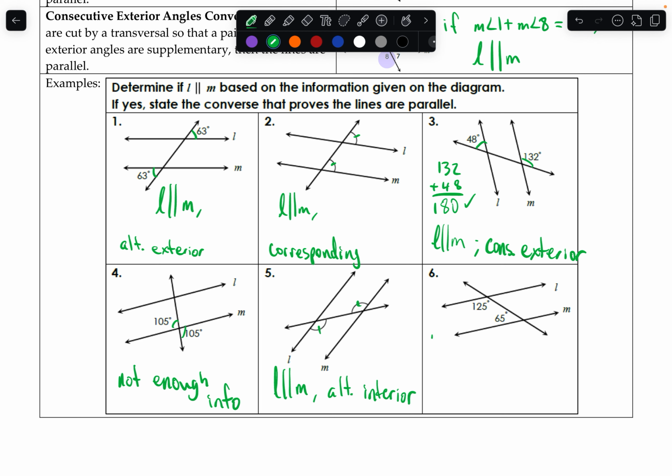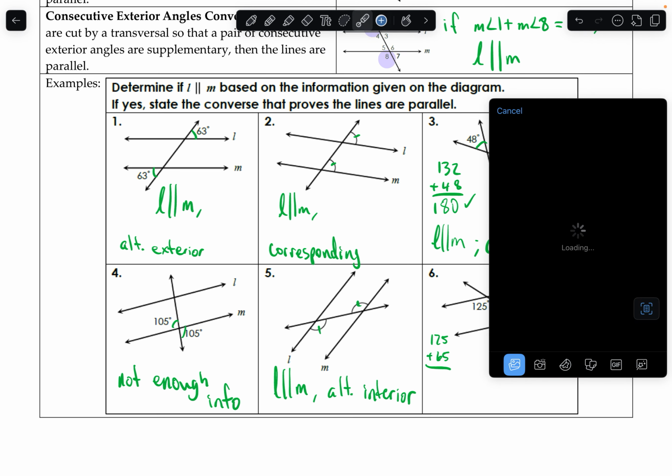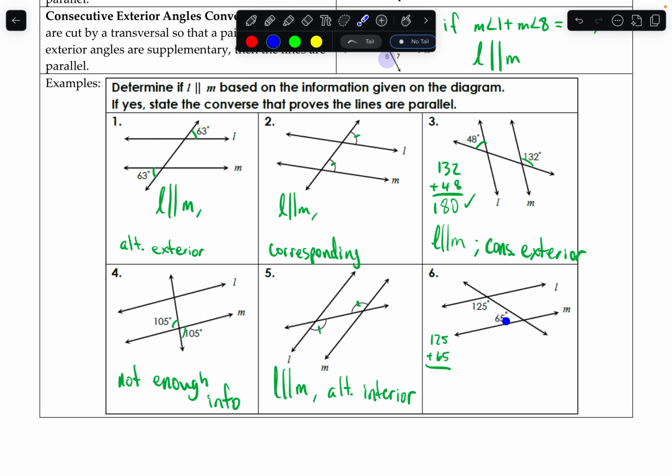And then finally, we've got this one. We have the 125, and I'm going to add that to 65. And the reason I'm adding these is because I would expect these types of angles, which are consecutive interior angles, to add up to 180. There is a problem here, though. If I were to work through this, 5 plus 5 is 10, carry the 1, oh dear. 1 plus 2 plus 6 is 9. These add up to 190, not 180. So don't let your eyes deceive you. These sure look parallel, but they are not.